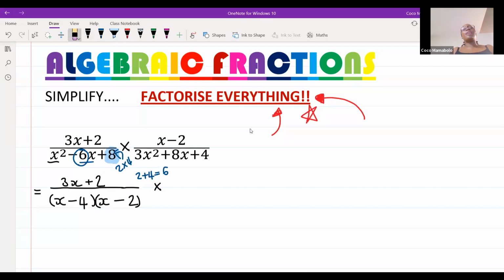Excellent. All right. We're done with the first part. Let's look at the second part. I've got x minus 2. And then I'm going to do this. And I see another trinomial, so I'm going to open 2 brackets. Right. And then I'm going to look at my signs.